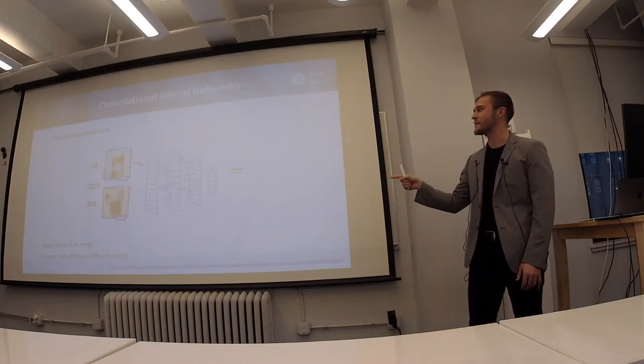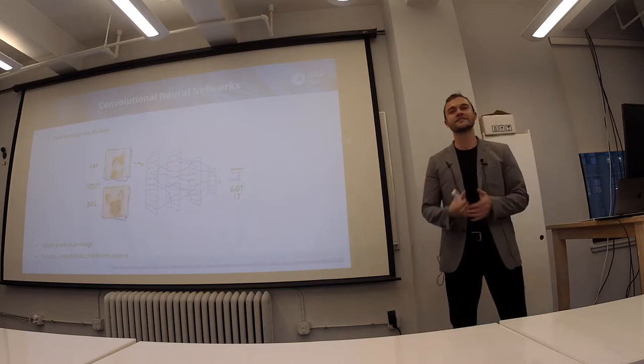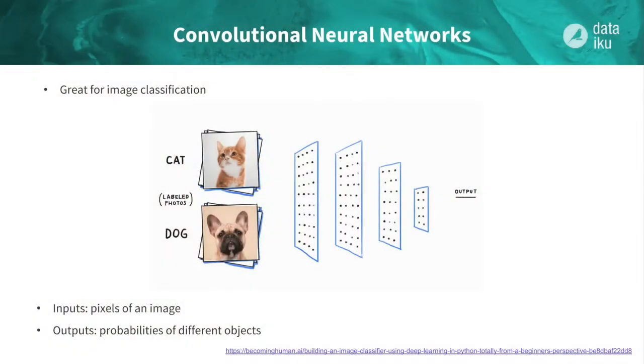Great, so next step, convolutional neural networks. These are the most popular technique nowadays for image classification. You can see on the left we have our images, so pixels from an image. You feed it through your convolutional neural network, and then ultimately our output is cat, dog, or whatever.